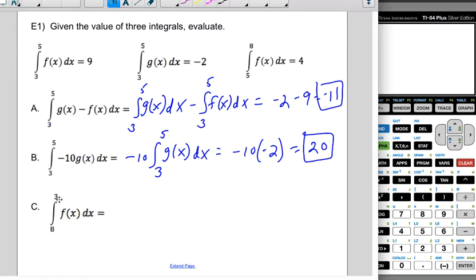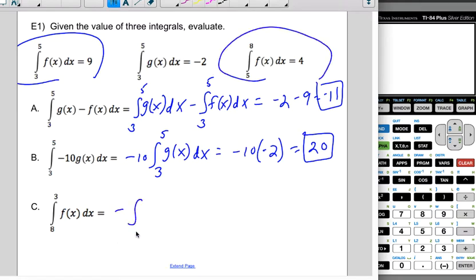The integral from 8 to 3 of f of x. Well, this is tricky for 2 reasons, right? The first reason it's tricky is that I don't have any integrals by themselves that give me a 3 and an 8. I have 3 and 5, and I have 5 and 8. The second reason it's tricky is that the bounds are backwards. So the first thing I'm going to do is switch the bounds and make this a negative of the integral from 3 to 8 of f of x dx.